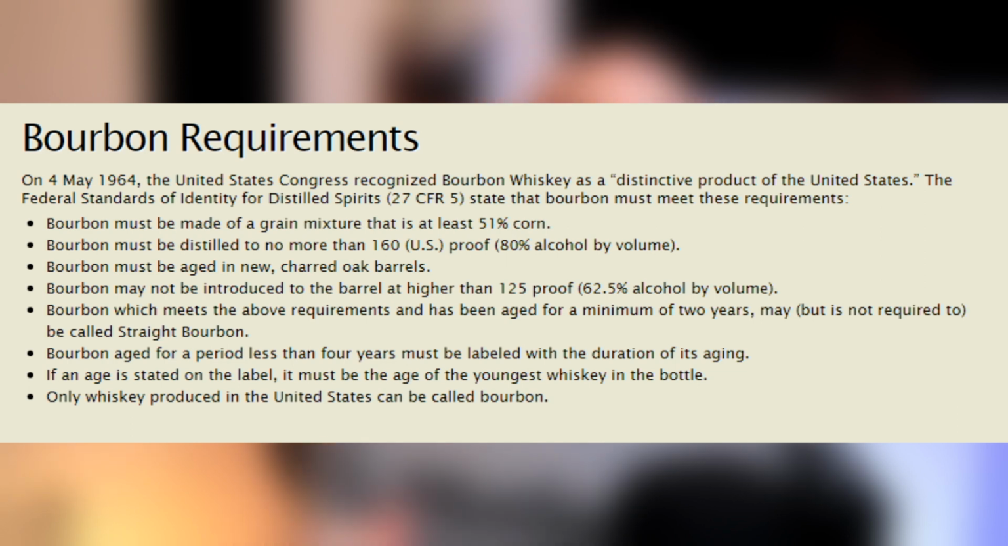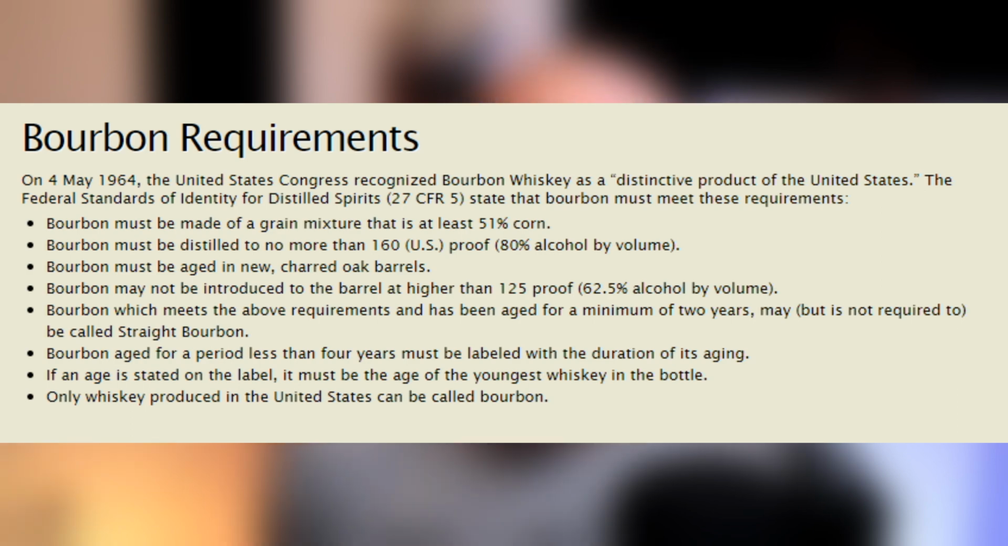Bourbon became an official designation of whiskey on May 4th, 1964, when Congress recognized bourbon as a distinct product of the United States. And it set forth the rules by which bourbon must be made. So bourbon is an exclusively American style of whiskey. Bourbon must be made from a mash bill of at least 51% corn as an ingredient, has to be distilled to no more than 160 proof, put into the barrel at no more than 125 proof, aged in new charred oak containers.